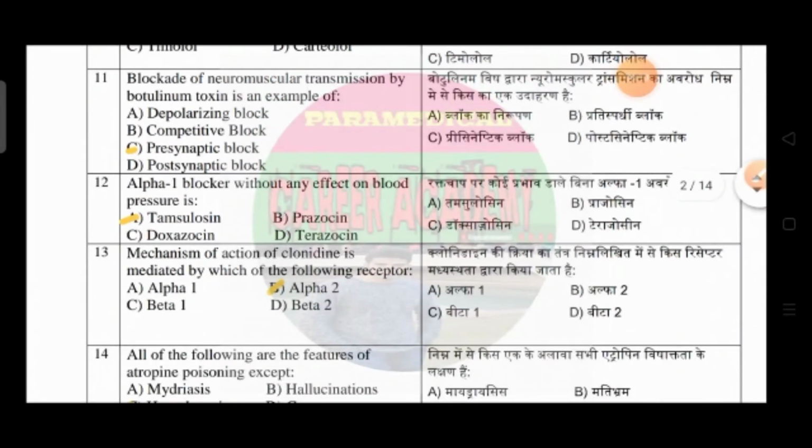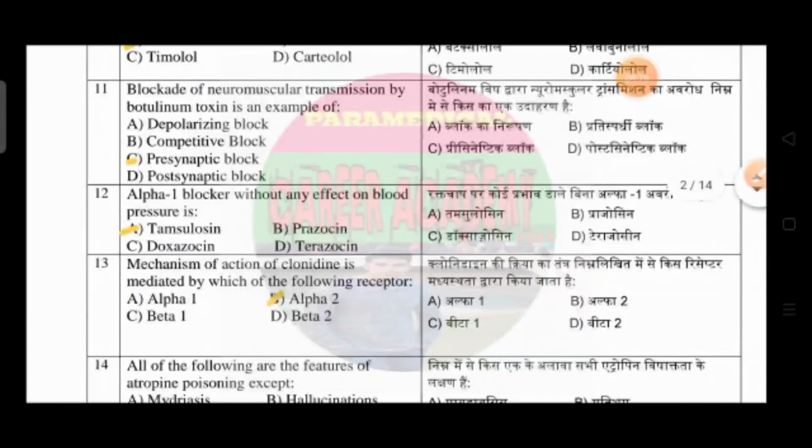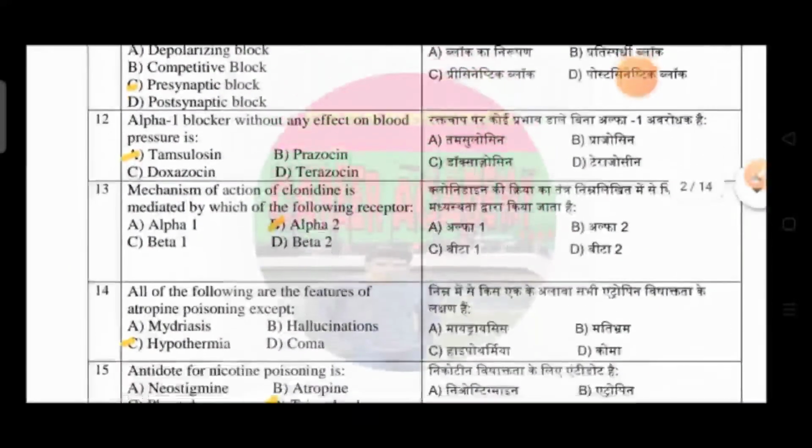Question number 11: Blockade of neuromuscular transmission by botulinum toxin is an example of? Option A is depolarizing block, option B competitive block, option C is presynaptic block, and option D is postsynaptic block. So the correct answer is presynaptic block.